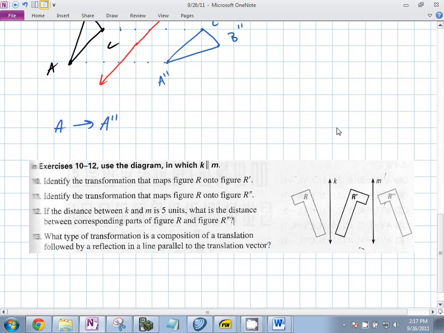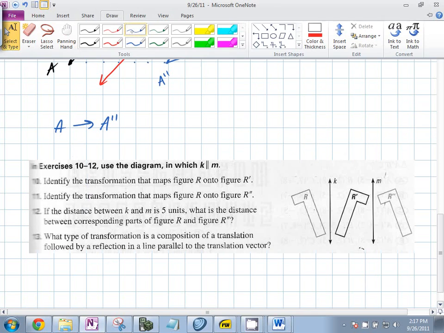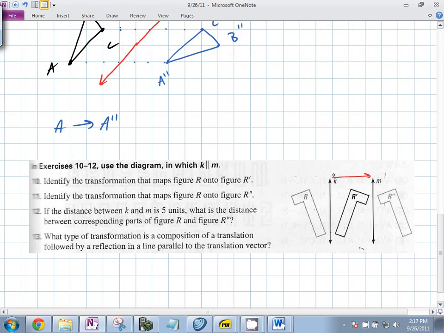So it says, if the distance between K and M is 5 units, so from here to here is 5 units, what is the distance between the corresponding parts of figures R and R prime?